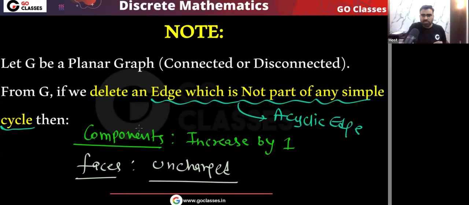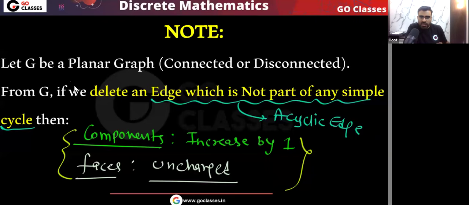Okay, I hope you understood this. This is a very simple point, but very important. In the GATE exam, they can ask you true-false statements. For example, if we delete an acyclic edge, then what will happen? If we delete a cyclic edge, then what will happen? How will the number of components change, and how will the number of faces change?